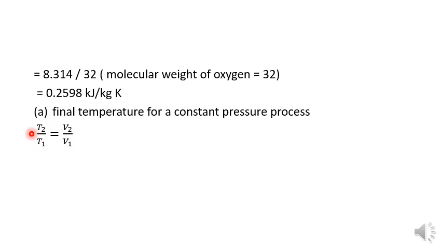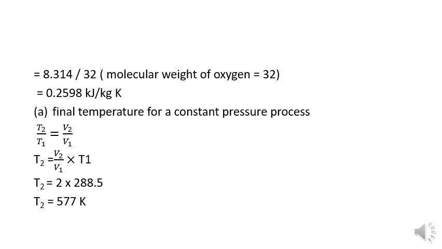They have given the initial temperature and the ratio of the volume. Final volume is equal to double the initial volume. So V2 by V1 is equal to 2. So T2 is equal to V2 by V1 into T1, which is 2 into 288.5. So it is 577 Kelvin. If you want it in degree centigrade, simply subtract 273 from the absolute temperature. This one is in absolute temperature, that is 577 Kelvin.